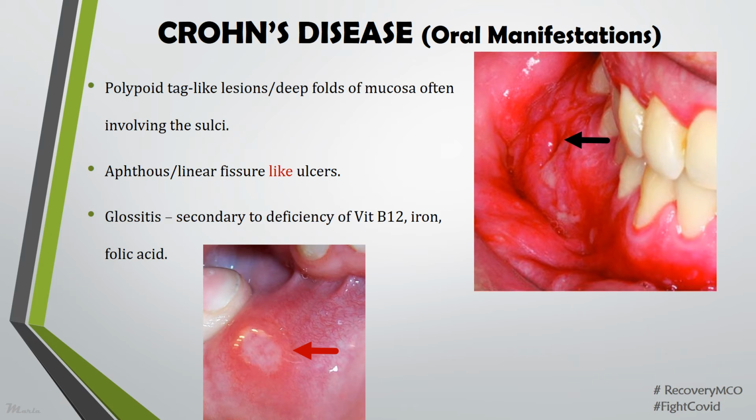Since Crohn's disease is a lesion of the GI tract, there will be retarded uptake of vitamins and other essential minerals from the diet. So, glossitis is a feature which occurs secondary to the deficiency of vitamin B12, iron, and folic acid as seen in Crohn's disease.